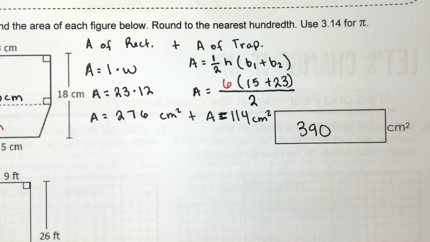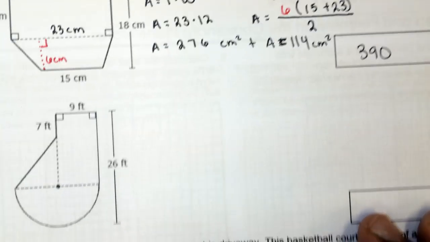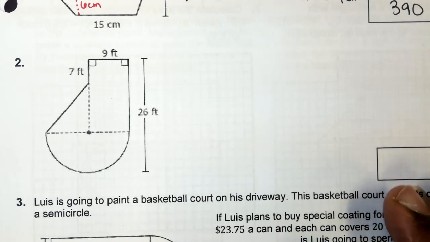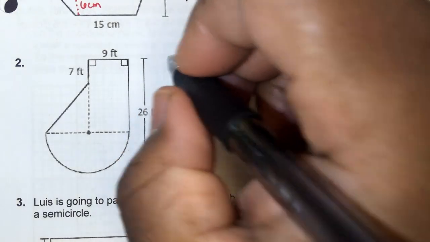That was supposed to be the easy one, guys, which it was for most of us. Chloe, it's time to kick in. Number 2. Tell me what all you see. Triangle, rectangle, and half of a circle.